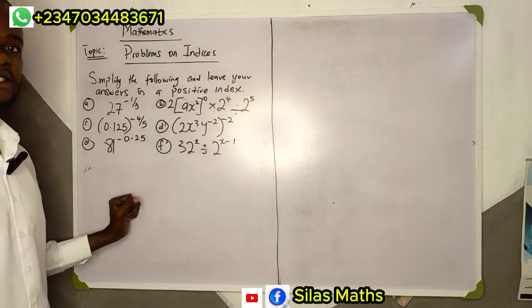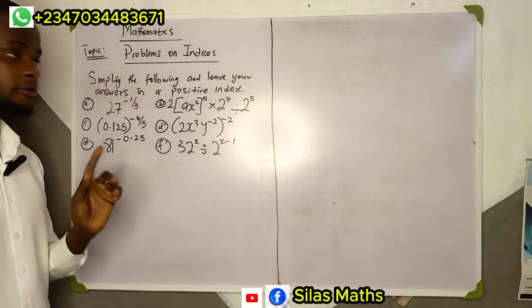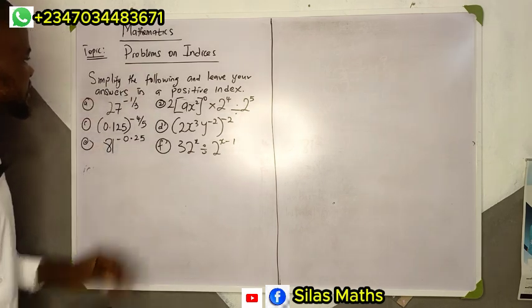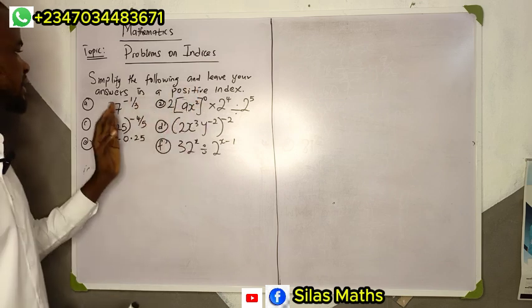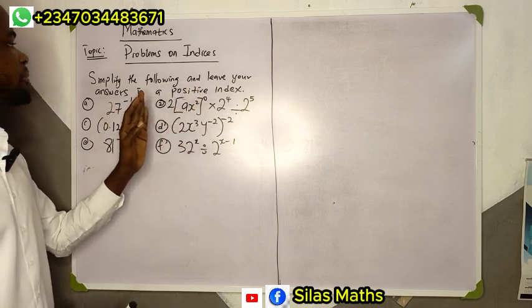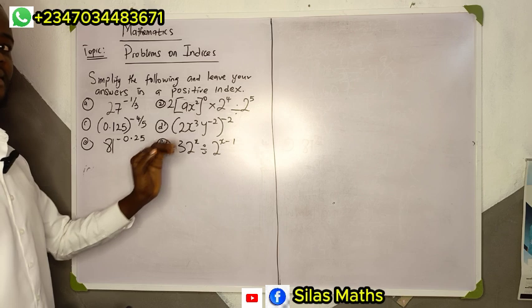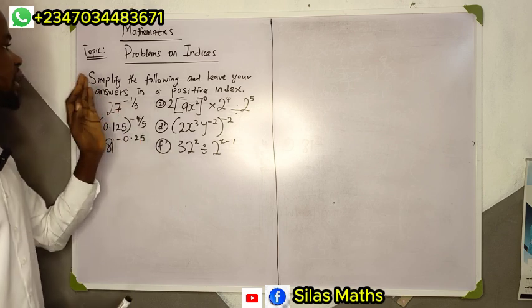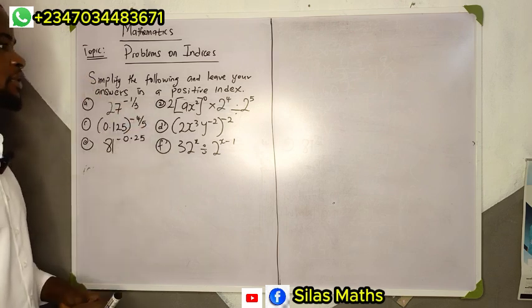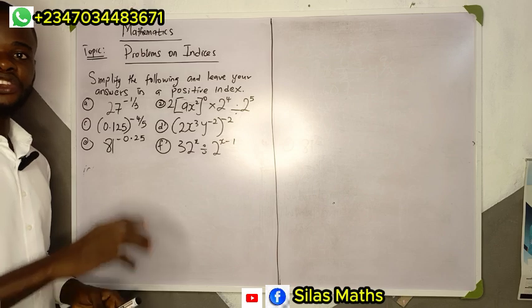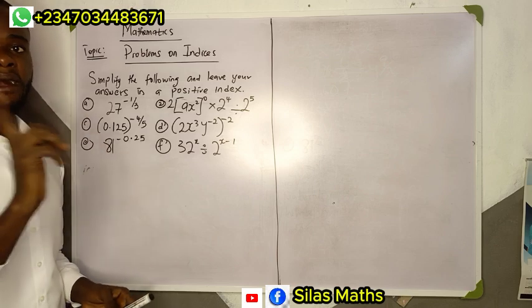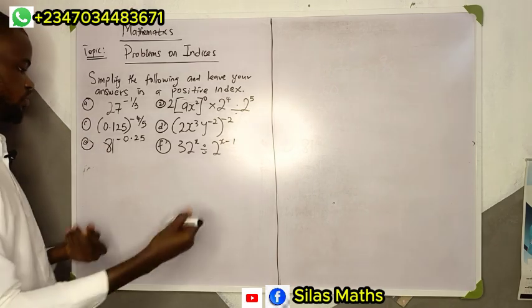Without wasting much time, let's quickly jump into what we have for today, and that is problems on indices or exponents. Let's take a look at this. It says simplify the following and leave your answer in a positive index. That is to say, your answer shouldn't have a negative power. So let's quickly jump into the solution.